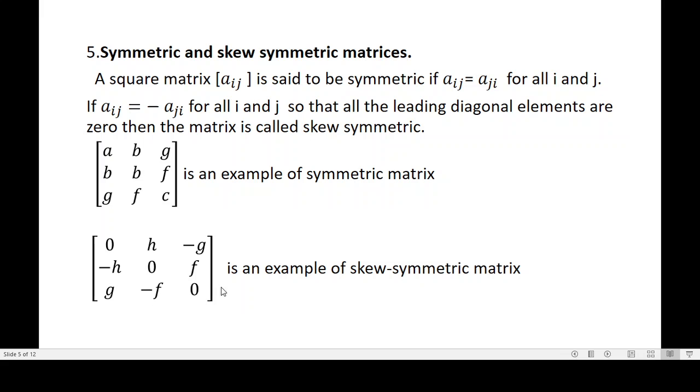The additional condition is that all the leading diagonal elements are equal to 0. In a symmetric matrix, aij is equal to aji for all i and j, and the matrix must be a square matrix. Whereas in a skew symmetric matrix, aij is equal to minus aji for all i and j, so that all the leading diagonal elements are 0.